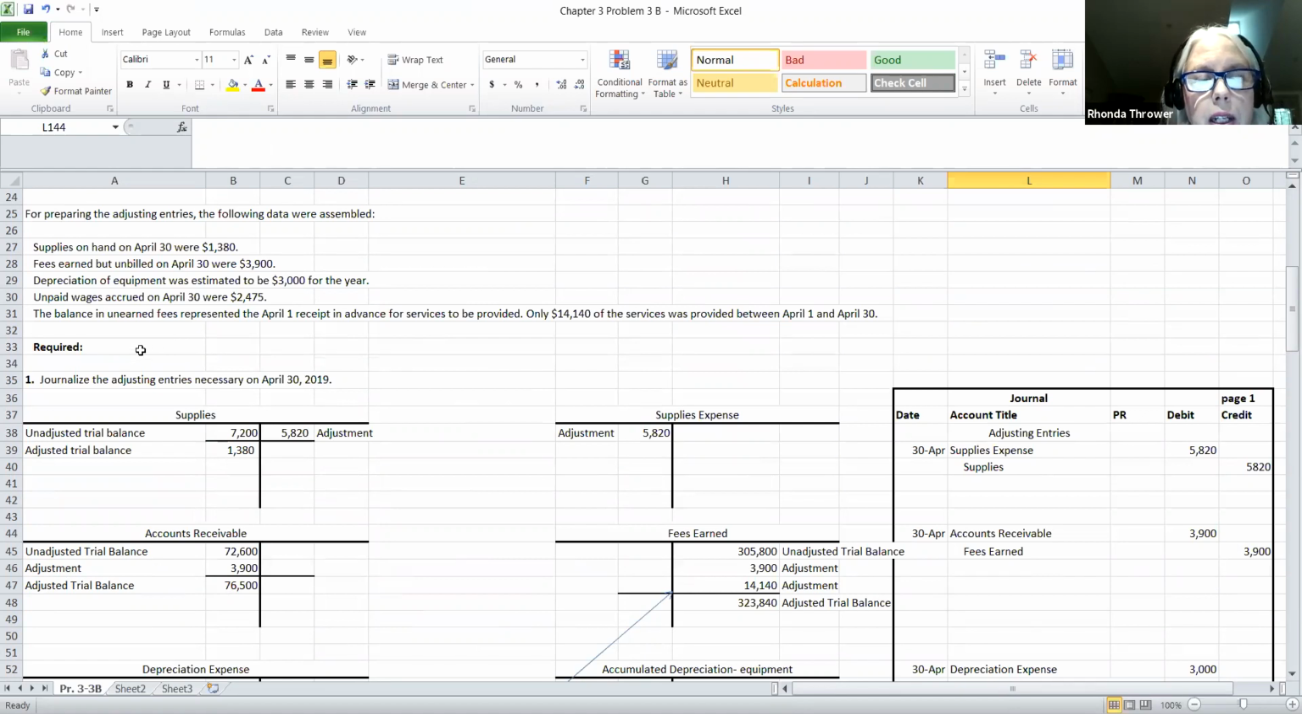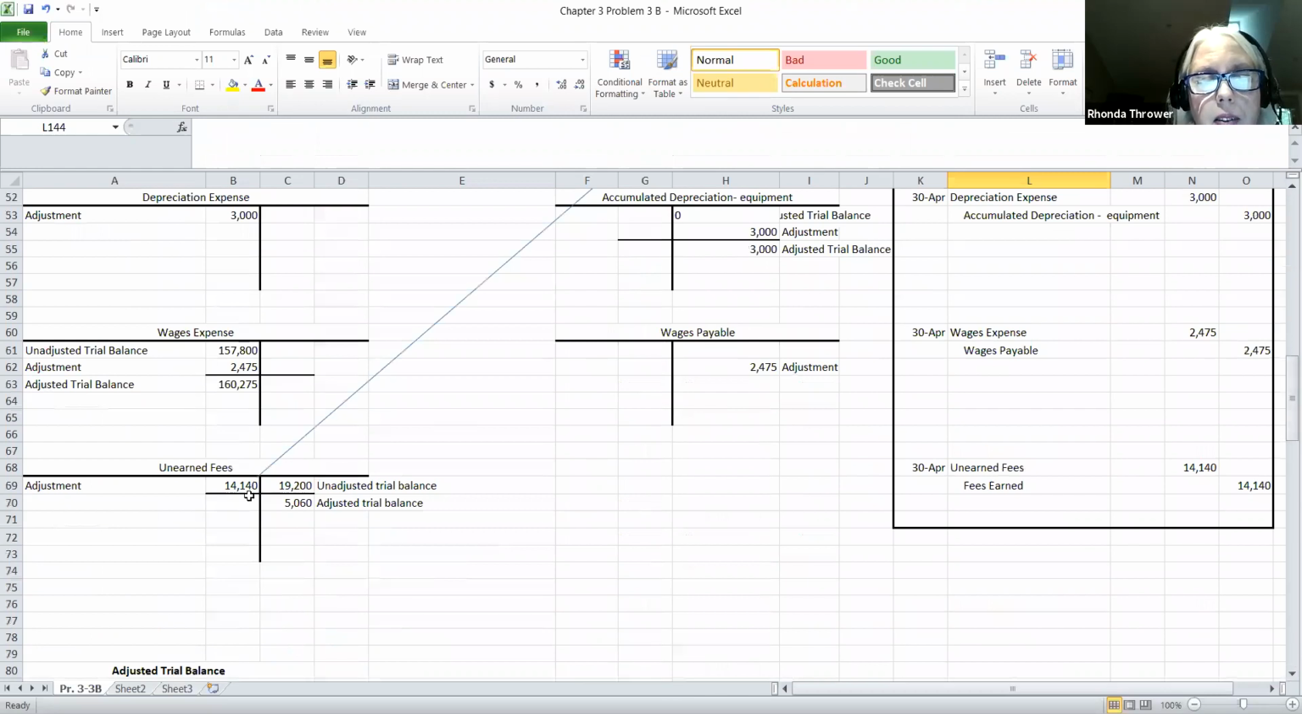Read carefully. It says the balance of the unearned fees represents an April 1st receipt, but now it's at the end of the accounting period, and only $14,140 of the services was provided between April 1st and April 30th. So this amount right here is earned. If it's earned, it can't be unearned. So we got to reduce the unearned account by the amount that is earned.